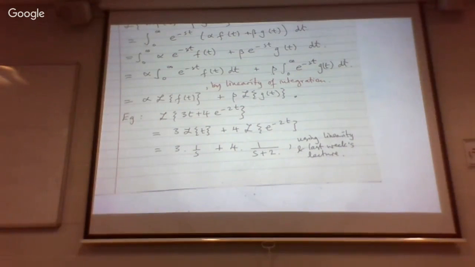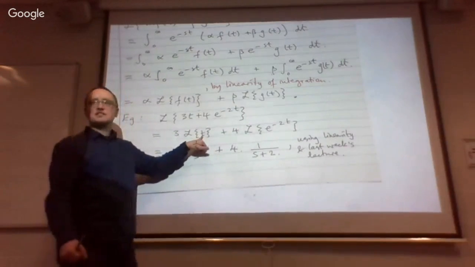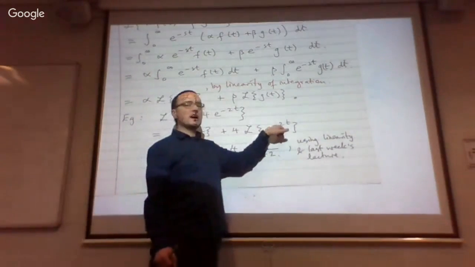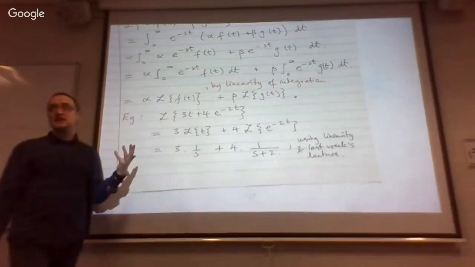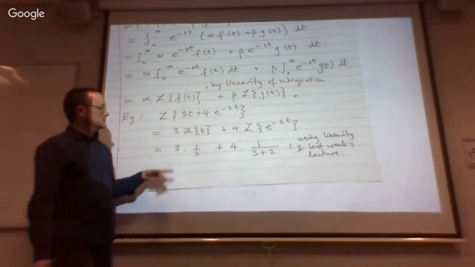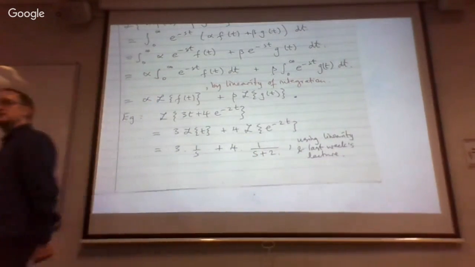Or I can say using the table of Laplace transforms. Both of these functions, the function t and the function e to the minus 2t, can both be found in the table of Laplace transforms. So that's where I'm reading those things.